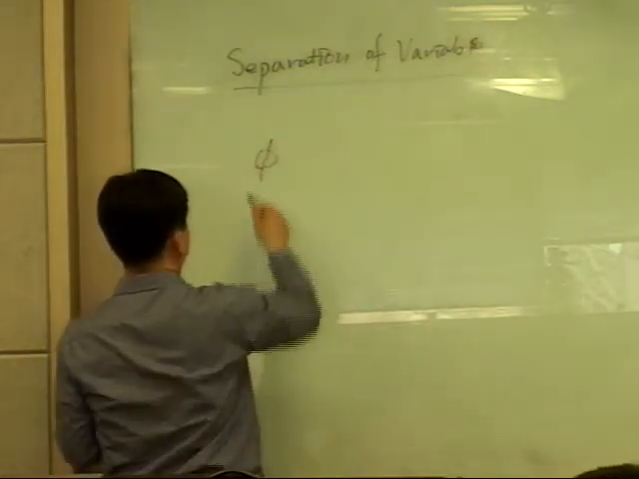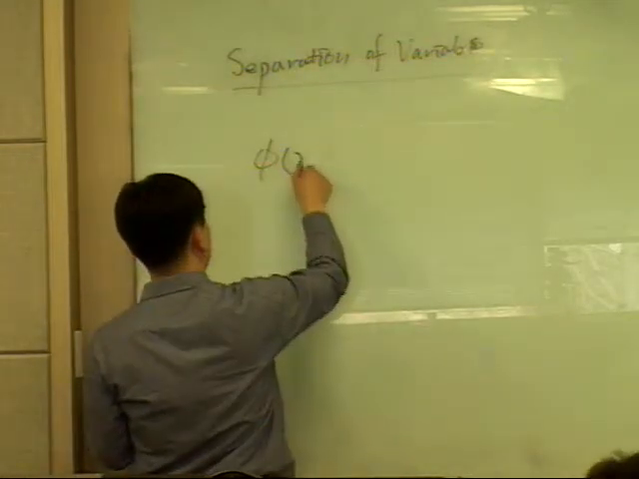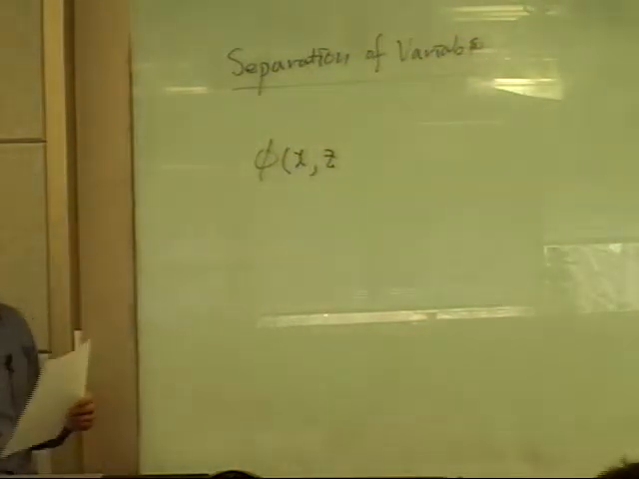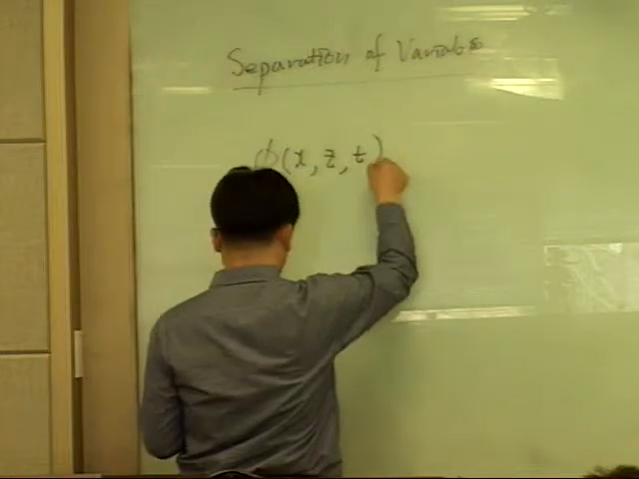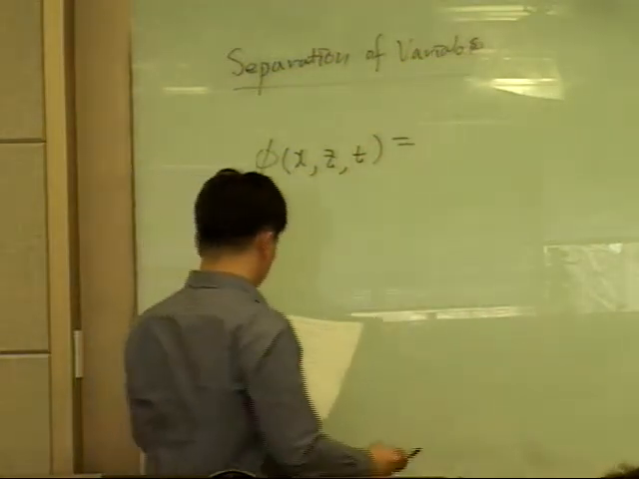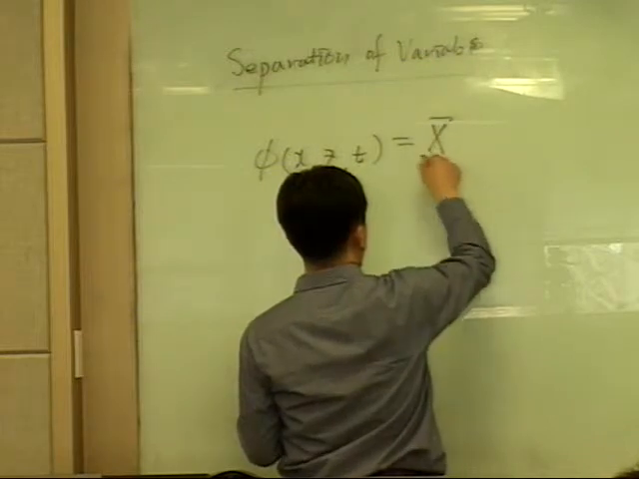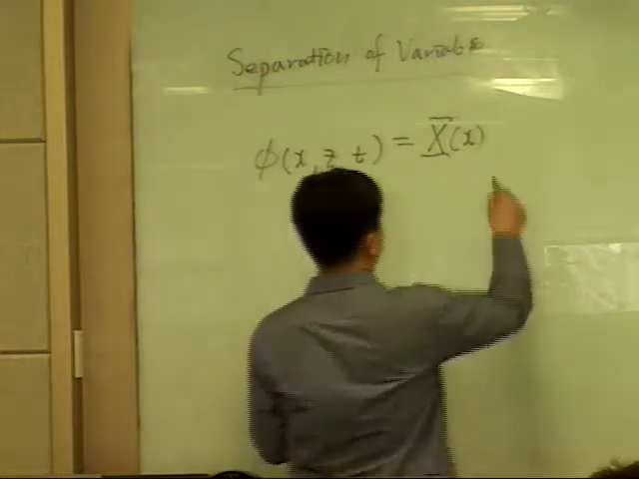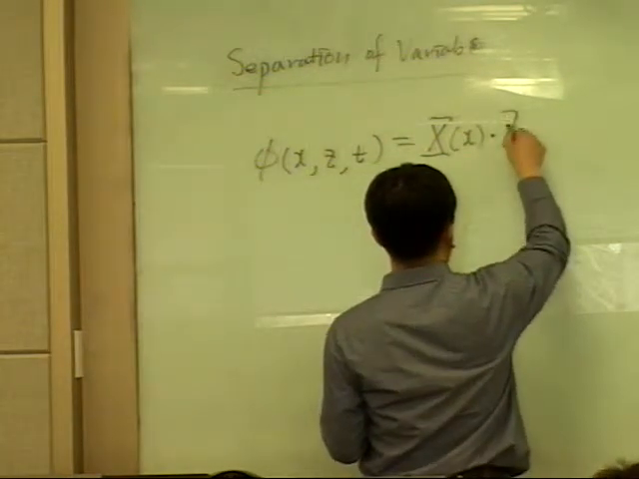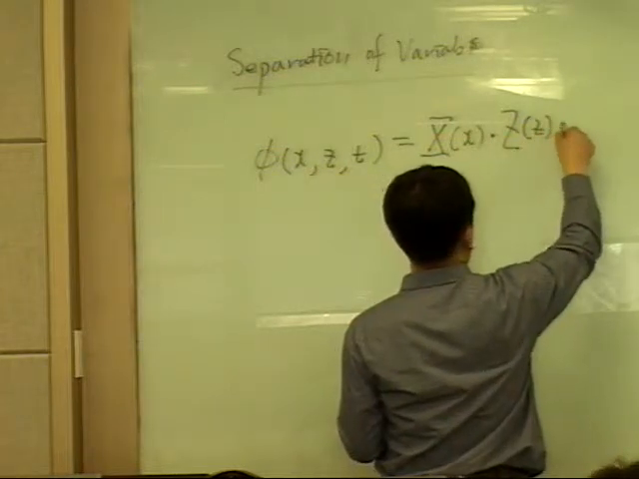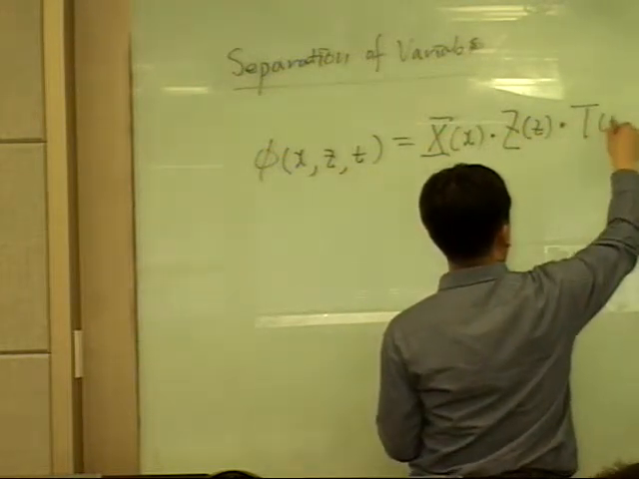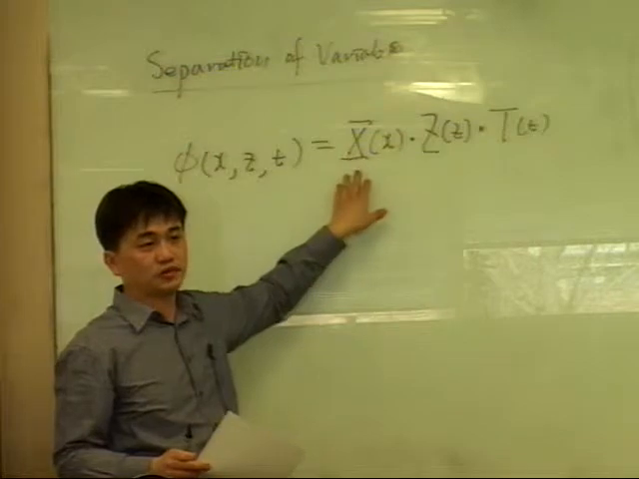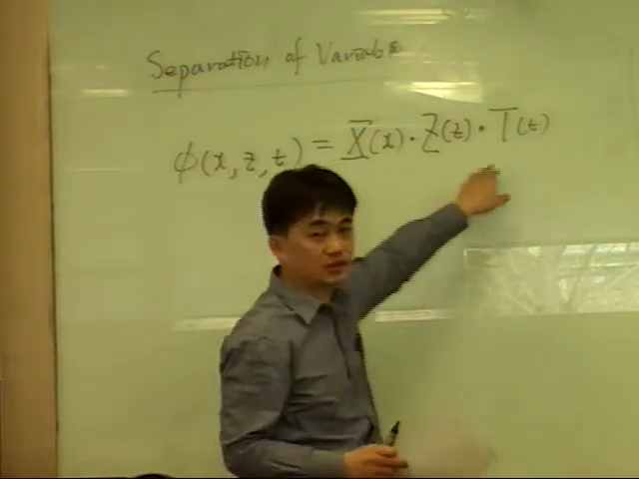So we just assume our potential function is a function of space, I mean a function of x and g, and a function of time, like that. So we assume this potential function consists of a function of x multiplied by a function of g multiplied by a function of t only, right? Here the big X is only a function of x, big G is only a function of g, T is only a function of t.